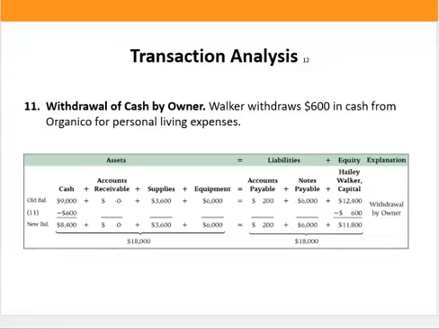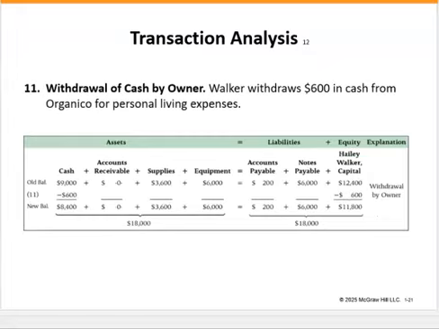So in this case, Walker is withdrawing $600 in cash for their own personal expenses. So it doesn't matter to us, the company, what Walker does with that money, just that they've taken the money out of the company. So equity comes down by 600 and cash comes down by 600. So therefore assets equal 18,000 and our liabilities plus our equity equals 18,000.